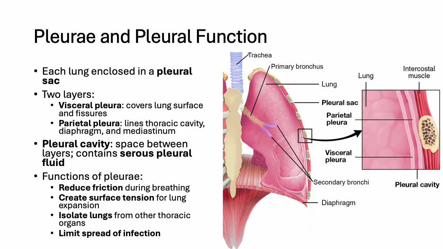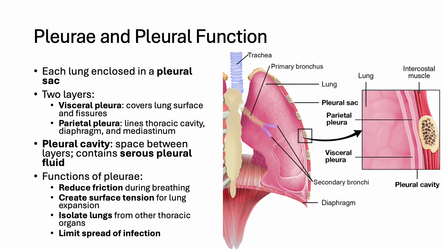This fluid is produced by mesothelial cells and serves several important functions. First, the fluid acts as a lubricant, greatly reducing friction as the lungs expand and contract against the chest wall during breathing. This ensures that the movement is smooth and pain-free. Second, the fluid creates a surface tension between the two pleural layers. This tension effectively sticks the lungs to the inner chest wall, allowing them to expand passively as the thoracic cavity enlarges during inhalation. Without the surface tension, the lungs would collapse.